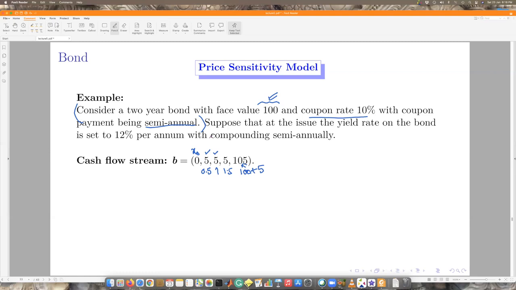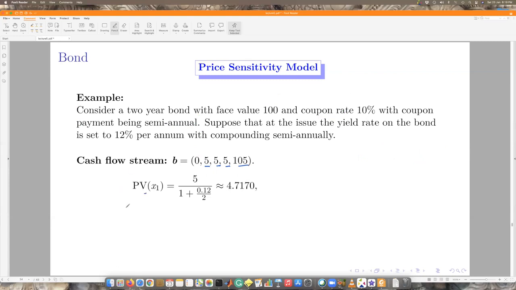Once you have the cash flow stream, remember we have to make PV of XJs and PV of your cash flow stream B. So these two things we have to obtain in order to build the price sensitive model. Remember, to build the price sensitive model, we need the duration, that is modified duration. So let us compute the present value of each of these coupons.